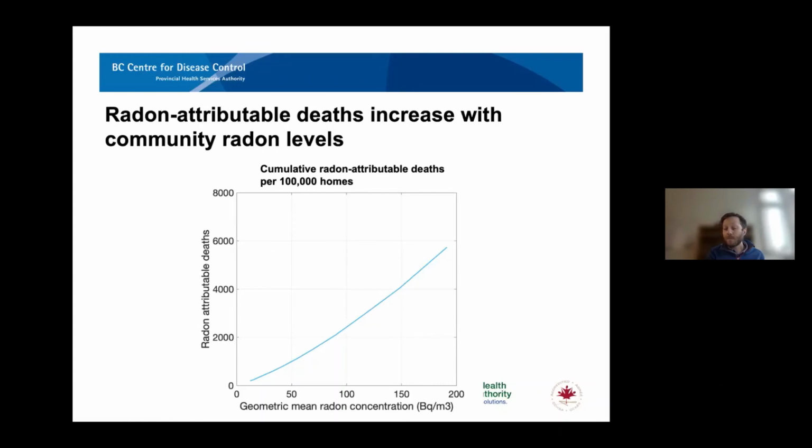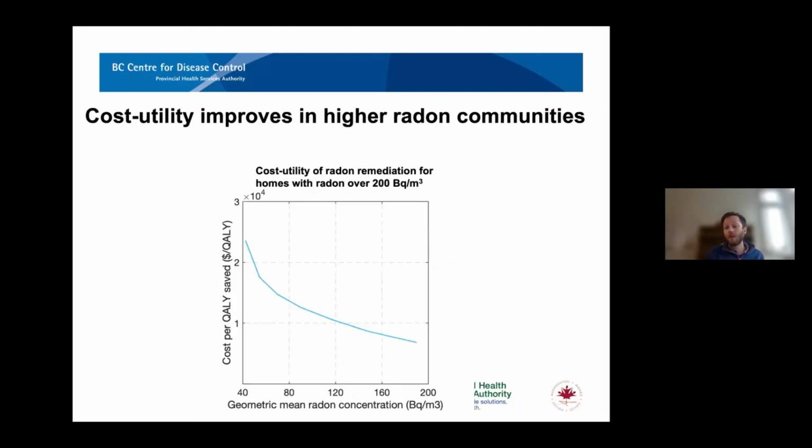So these are deaths that are specifically attributed to radon. And it's not surprising, you can see that as you move into a community that has more and more radon, you have more and more deaths due to radon. But a policymaker, a homeowner, anybody can look at this and get a sense of what the risk is for their community given their specific radon distribution.